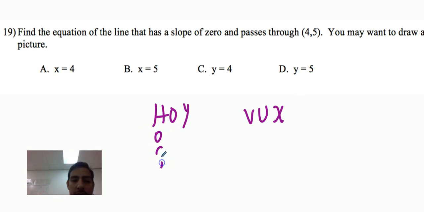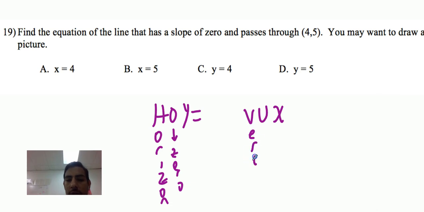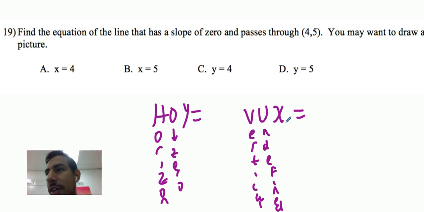H stands for horizontal. The O really stands for 0 slope. And it's always going to be in the form of y equals something. V is going to be vertical. A vertical line always has an undefined slope, and that's going to be when x equals something. This is thanks to Claire in my second period. She was the one that taught me this, and it's a great idea.